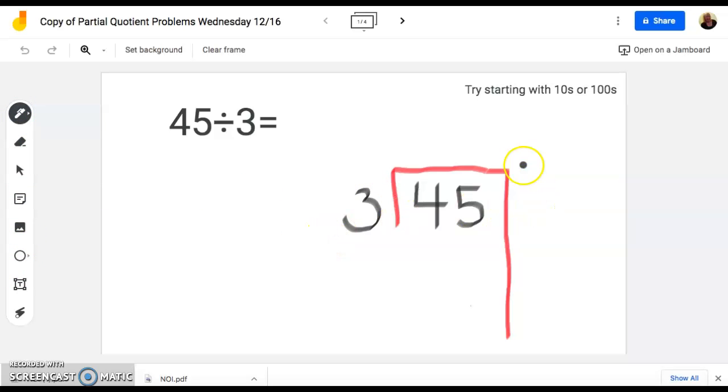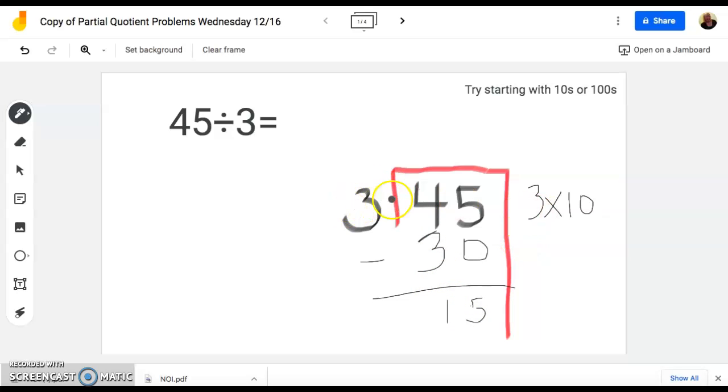I'll find my pen here. So 3 times 10, which is 30. And so then you're going to put 30 over here, and you're going to subtract it. Okay, so 5 minus 0 is 5, and 4 minus 3 is 1.